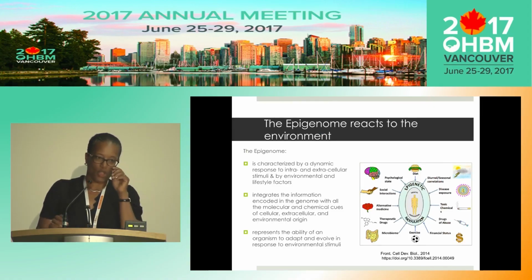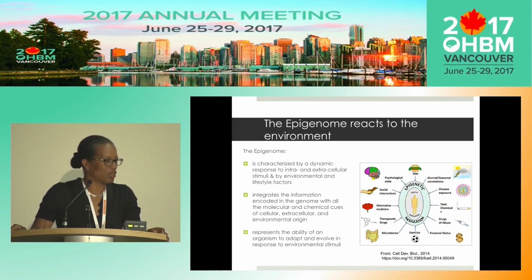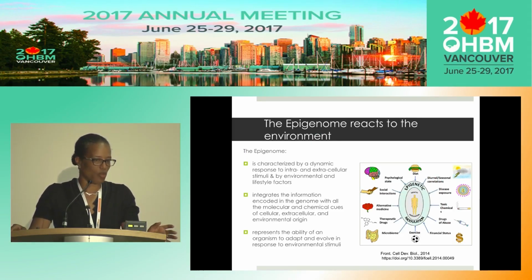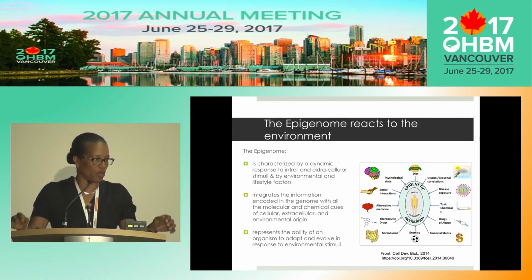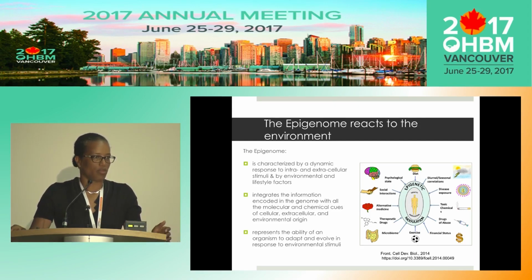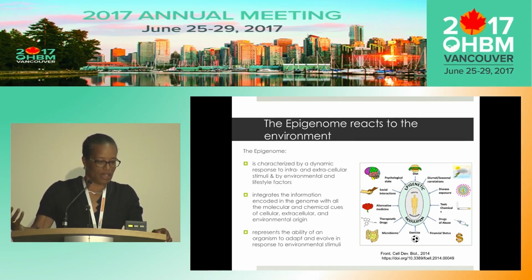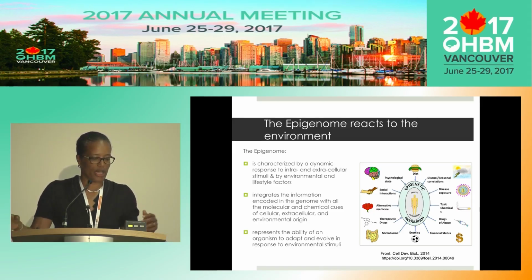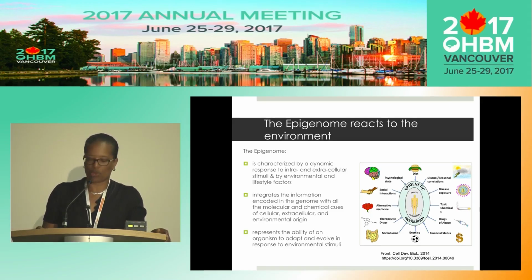So one aspect of epigenetics, what we call the epigenome, is that it is really reacting to environmental factors. This response is very dynamic, and the environment can be defined as the intracellular environment, so inside the body, or the external environment, so where we live or how we live, the lifestyle, can influence our epigenome. So the epigenome integrates information from the outside and the information in the genome to affect how we express those features of the phenotype. In a sense, the epigenome enables the organism to adapt and evolve in response to environmental stimuli.